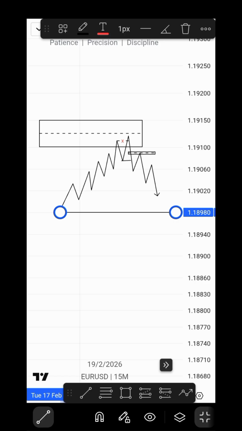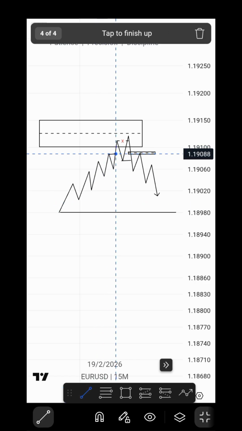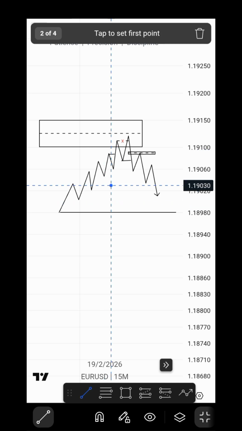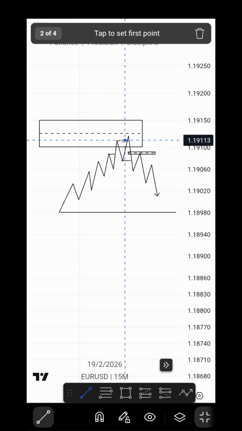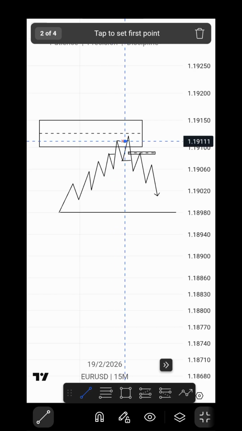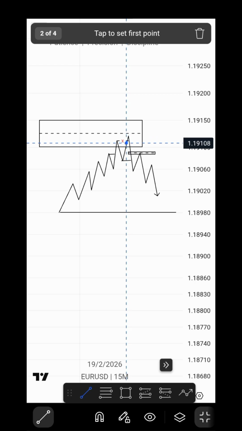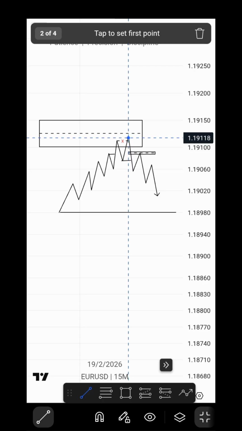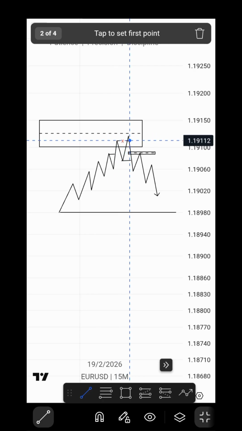Now you can say this is a break of structure, because this is a break of structure, right? And you might want to take this as a break of structure as well. But why did I call it a sweep? That is because the candle that breaks this high does not close above it. You must understand this, guys. It wicks above and closes below. Okay, that is why here is a sweep. That is your first confirmation.